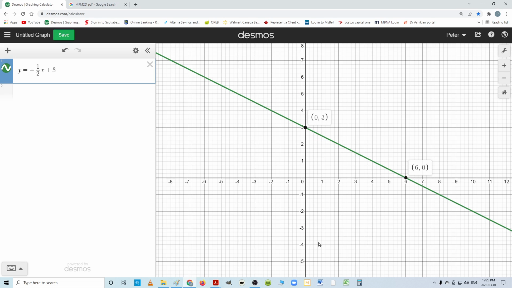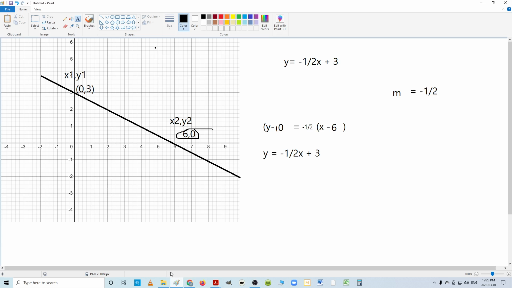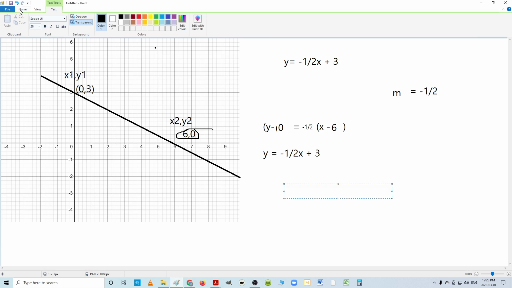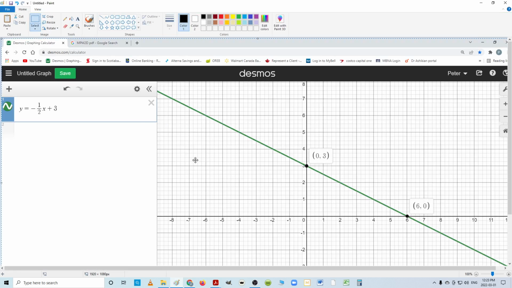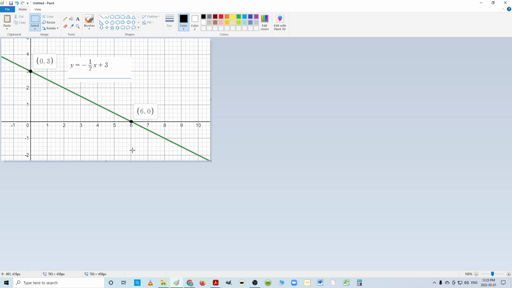You can even print the screen, put it on Paint or into your Google Charts like this. And then you can move the formula over with it if you want. And see how it's labeled the points. And now I'll just crop it. And now I can put that right into my Google Chrome notes or whatever. Send it to the teacher. And if she wants it by hand, it's easy enough to do on graph paper.